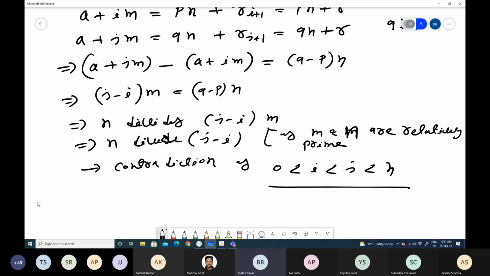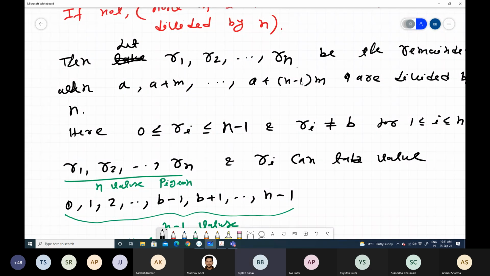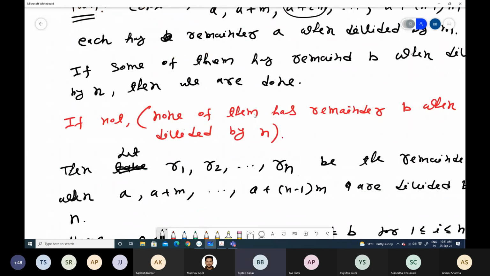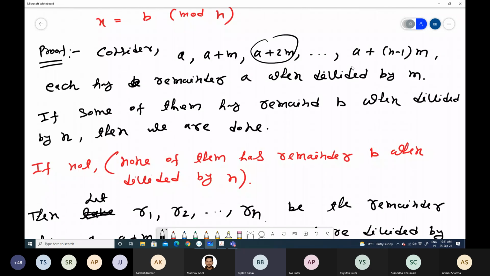So what was the contradiction? We assumed, if not, then we get a contradiction. So therefore this statement is not true. So therefore we have some number among these n numbers which has remainder b when we divide by n, right? So we are done. Is that clear that we are done?